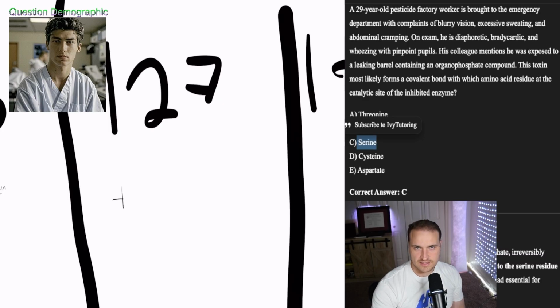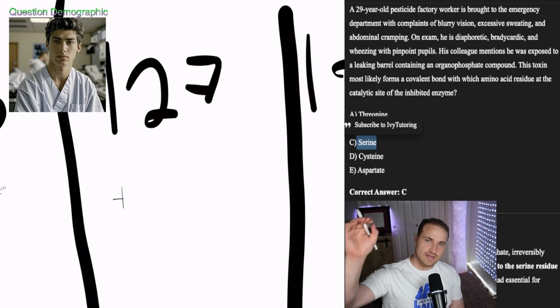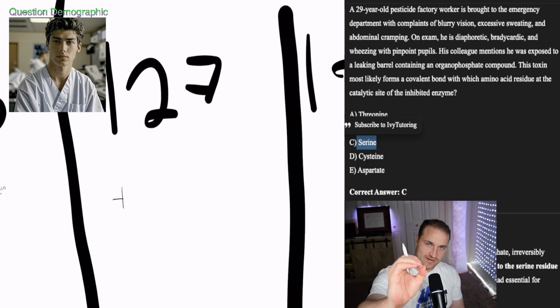So acetylcholinesterase is the enzyme that normally breaks down acetylcholine. And at its active site, there's a serine amino acid that does the actual chemical cutting. So you get an organophosphate that would stick to the serine and it'll block it forever. So acetylcholinesterase can't work. So acetylcholine builds up and you get an overstimulation of the nerves and you get a cholinergic crisis.